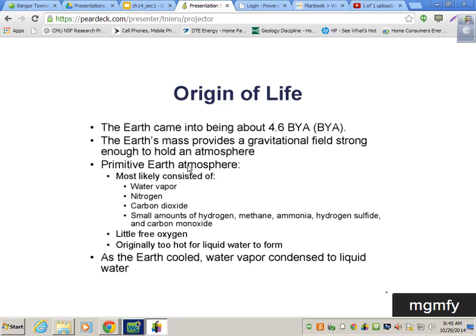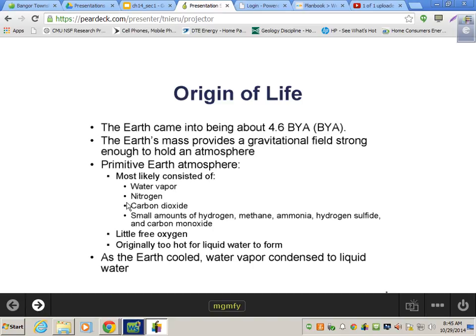So as the Earth cooled, water vapor condensed to liquid water. As our planet cooled, we know what happens when condensation occurs: precipitation, the whole water cycle began, and thus begins the ability to have liquid water and the ability to start forming the primordial soup that we've all heard of before.